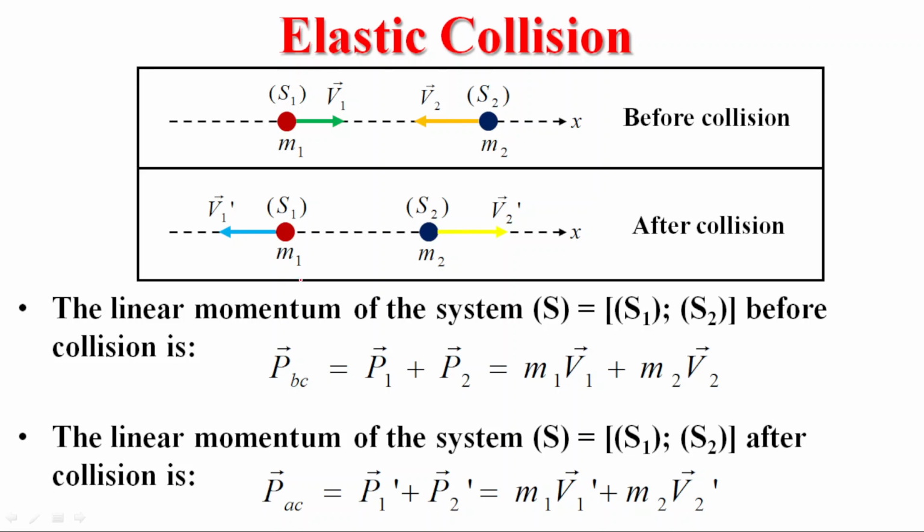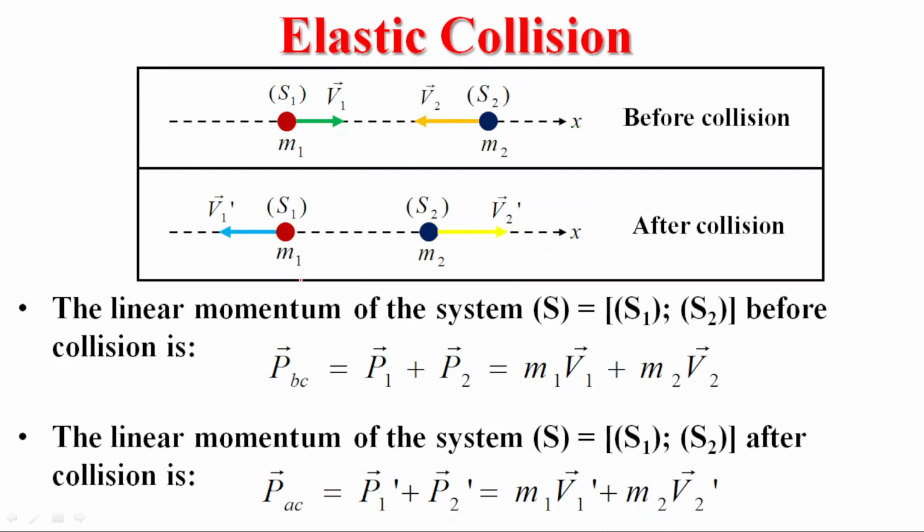Perfectly elastic collision. A particle S1 of mass m1 and moving with a velocity v1 enters into a head-on collision with a particle S2 of mass m2 and velocity v2. Our objective is to find v1 prime and v2 prime, the respective velocities of S1 and S2 after collision.